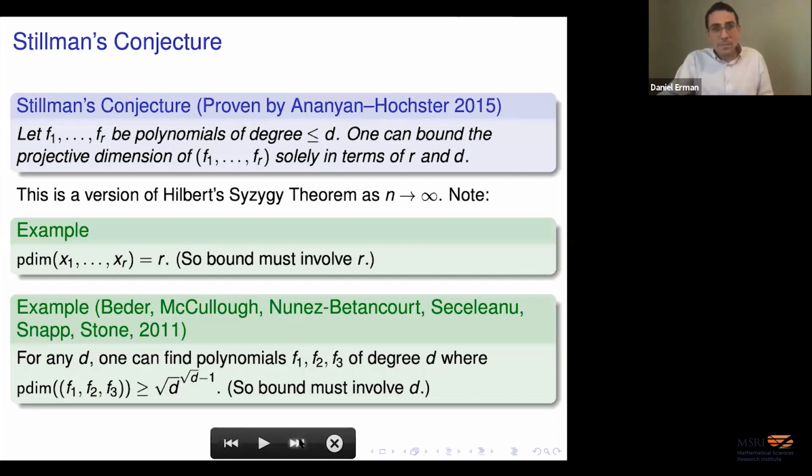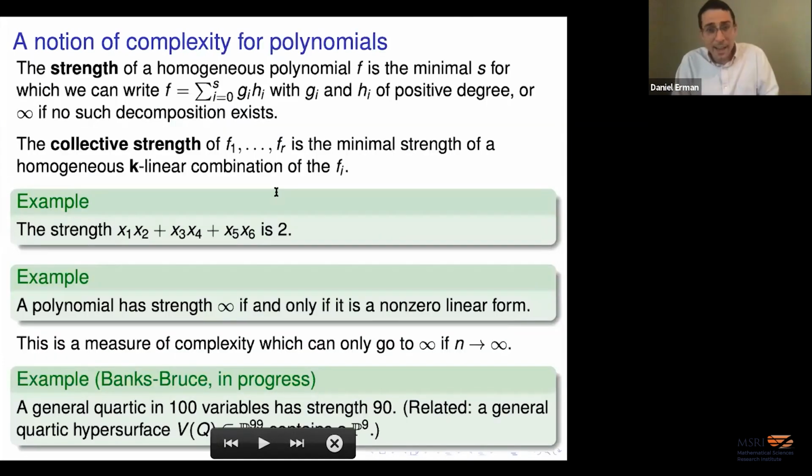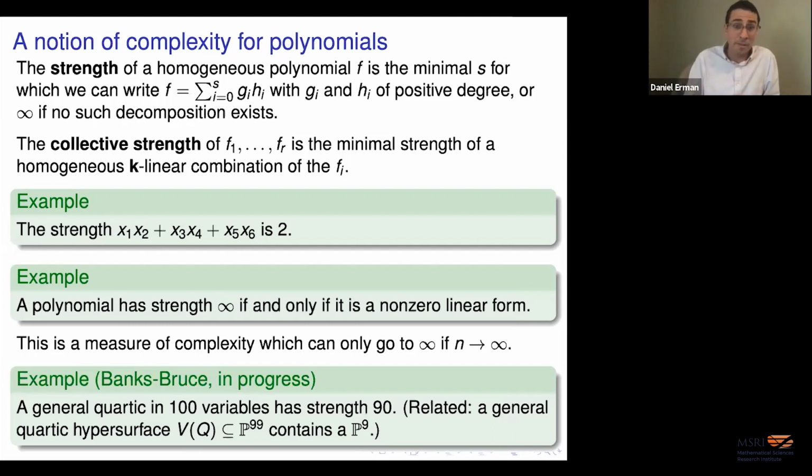All right. So the next thing I'll do is try to explain a bit about the proof of this conjecture, Ananyan and Hochster's proof. And for this, I need a definition that they came up with, which is surprisingly powerful. So the definition is the strength of a polynomial. So what the strength of a polynomial is you want to take your homogeneous polynomial f, and you want to decompose it as a sum of lower degree things. So I want both the g's and the h's to be positive degree because I want to avoid trivial decompositions.